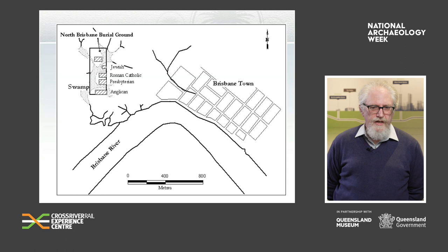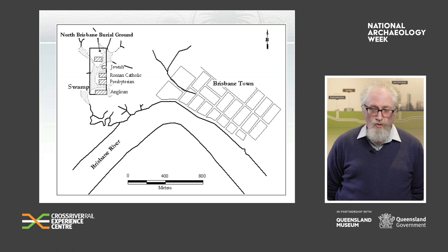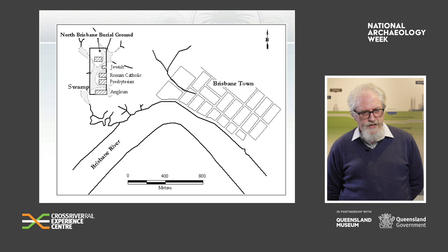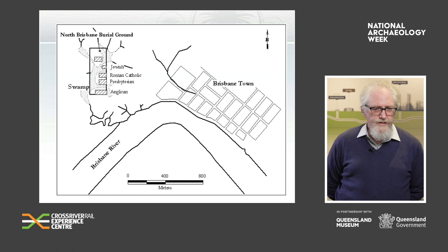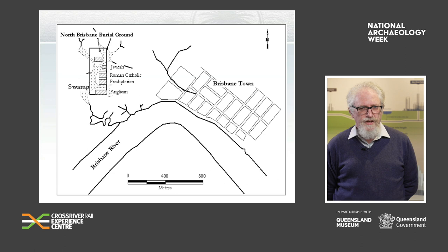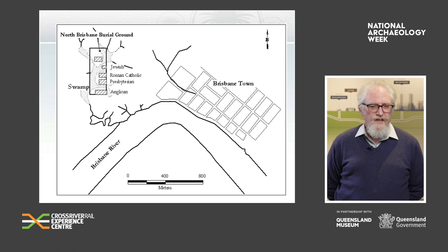And there's a very specific reason why the cemetery is where it is. The British Colonial Act of 1824 stated that in the colonies, cemeteries were administered by the colonial authorities, not by the different religious denominations, and that they had to be at least a mile from the centre of town. And Suncorp Stadium is a mile from Brisbane GPO, 1.6 kilometres from the Brisbane GPO. So they put the cemetery as close as they could to the town.